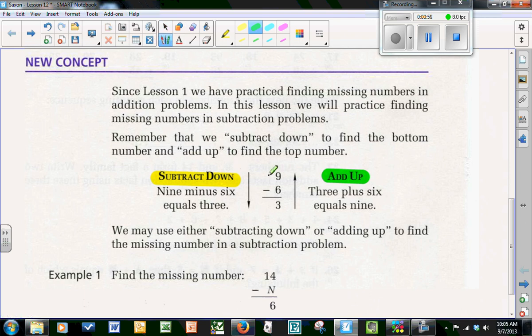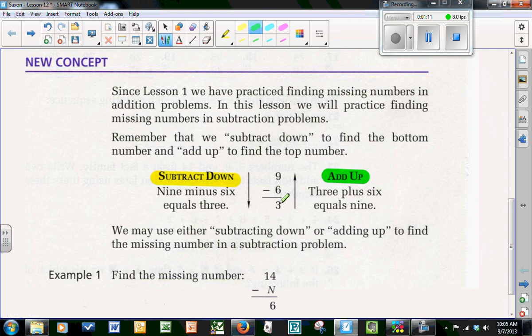We can subtract down when the problem is written vertically, as it is in this example. 9 minus 6 equals 3. We can just start at the top. 9 minus 6 equals 3. That's called subtracting down. But we can also add up.